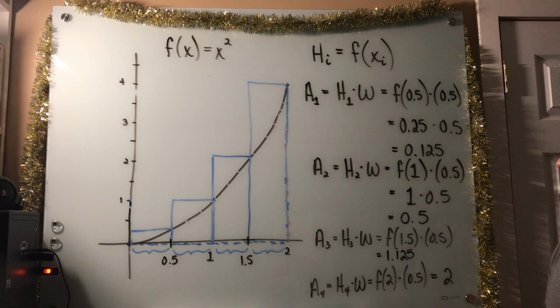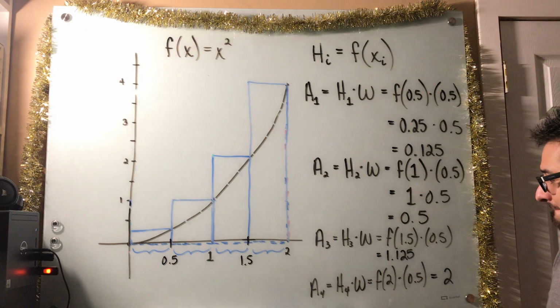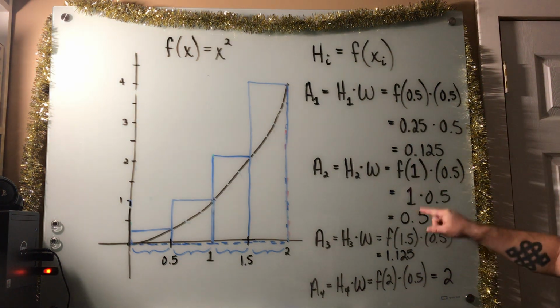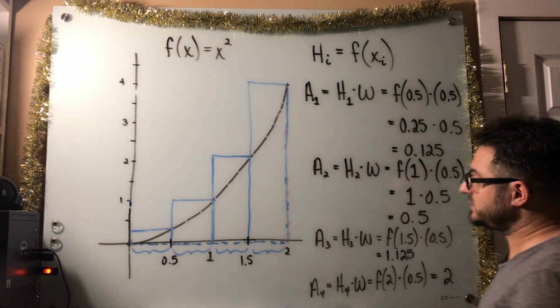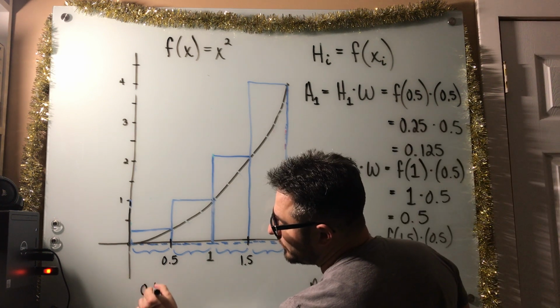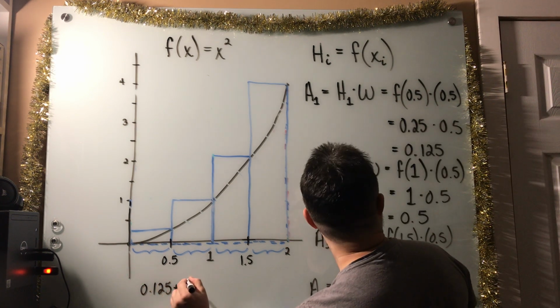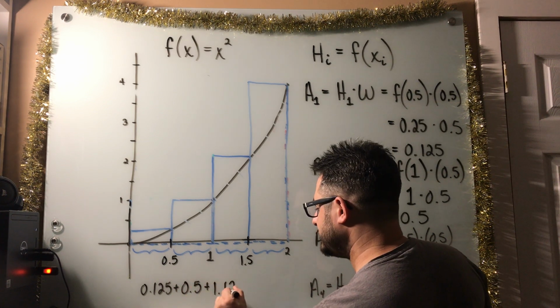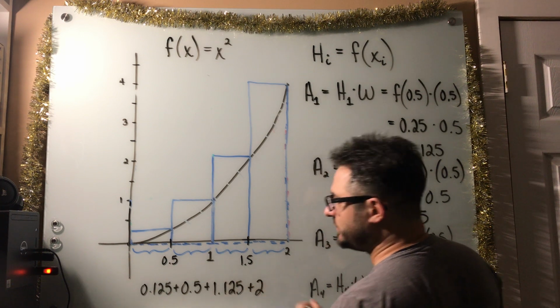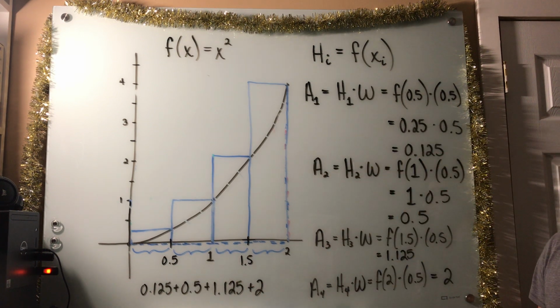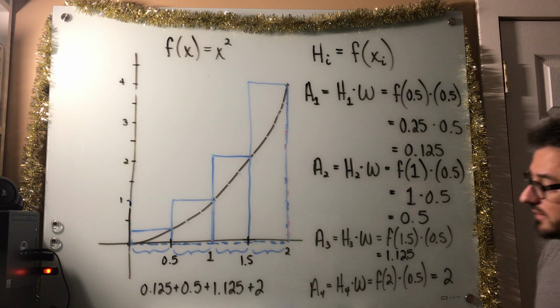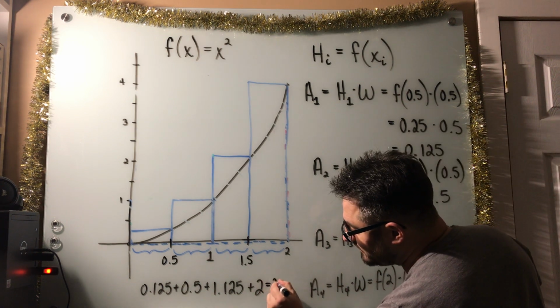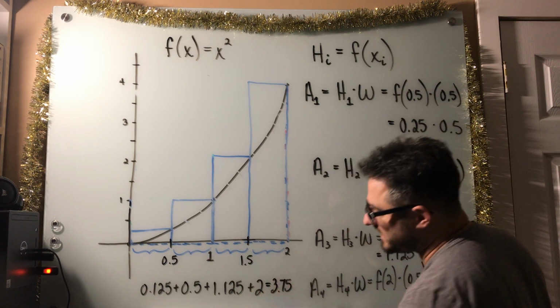So if we want our estimated area, we need to add up these four values. 0.125 plus 0.5 plus 1.125 plus 2. Those are the areas of our four rectangles. Again, it's not pretty. Calculator comes in handy here. 3.75.